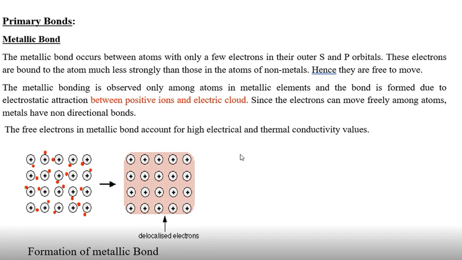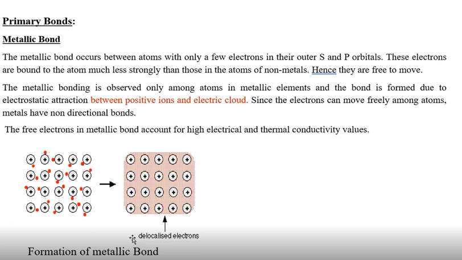Under primary bonds, we can discuss the metallic bond. That is one of the primary bonds, and it occurs in between atoms, right? The metallic bond occurs between atoms with only a few electrons in their outer s and p orbitals. Right, so these electrons are bound to the atom much less strongly than those in the atoms of nonmetals.